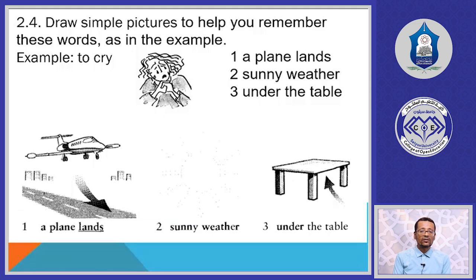So draw a picture because it is fun. Sunny weather, it's easy. Just draw a sun, and that's all. A table, underline under the table. So this is the meaning. Now we wrote the meaning of the words by using pictures. So pictures are fun. Pictures make it easy for us to remember words.